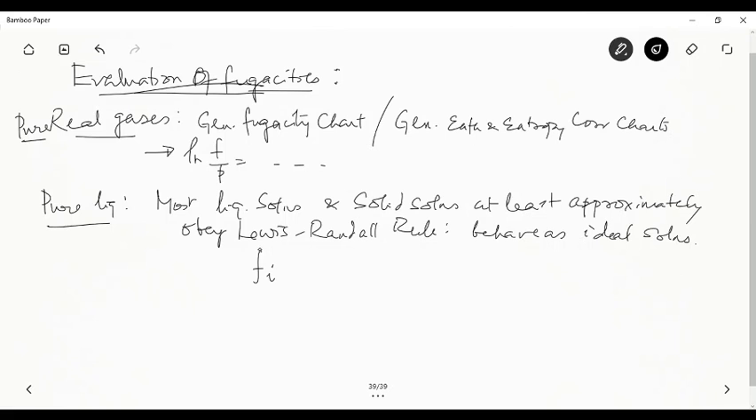and therefore we should be able to write f_i bar is equal to x_i times f_i in the reference state, in the pure state. So f_i bar in the solution is at least approximately equal to x_i f_i. This is the Lewis and Raoult rule, and this is applicable to most liquid and, let's not say most, but at least say many. It will make life easier. Many liquid and solid solutions obey this Lewis and Raoult rule.